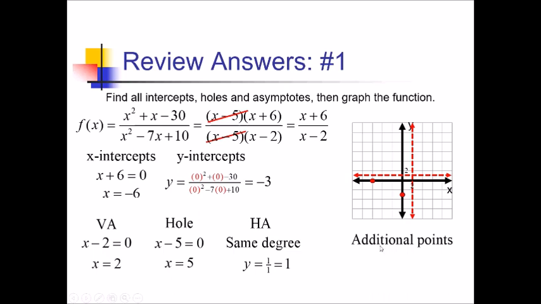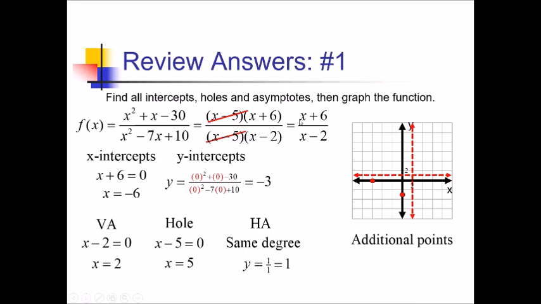For my additional point, I'm going to take an x value that's to the right of my vertical asymptote. Taking a look here, I'm thinking that 3 would help me out the most, and since 3 is not the location of a hole, I can use it in my simplified function here.